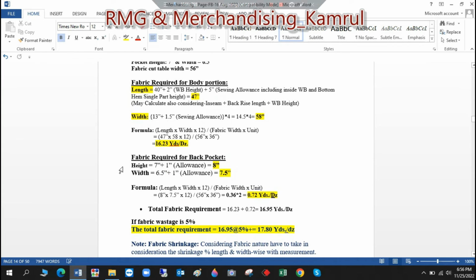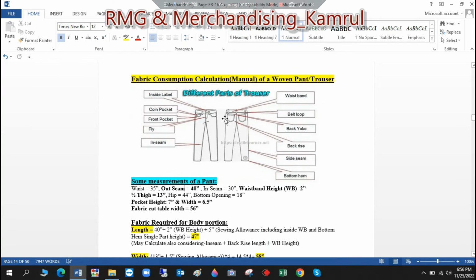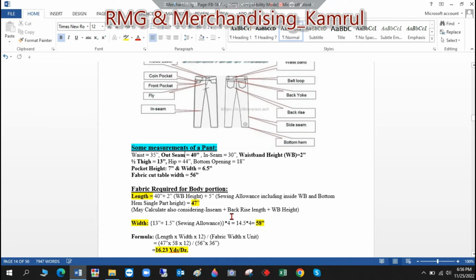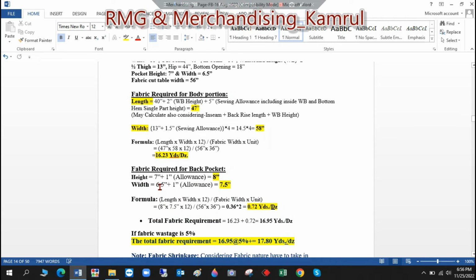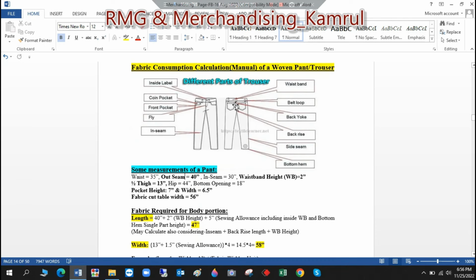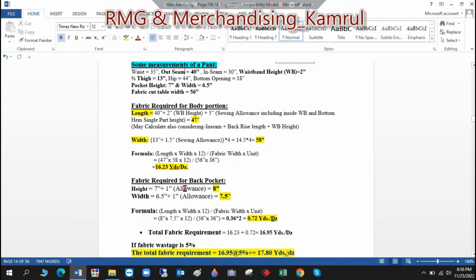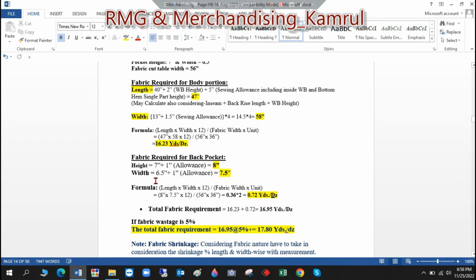The same way go for the fabric pocket part. See, pocket is here, back pocket, there are 2 pockets, and pocket height is 7, pocket width is 6.5. So just put here the height 7 inch and sewing allowance 1 inch, because for sewing both sides some sewing allowances are needed. Same way with 1 inch allowance, so height total 8 inch and width including sewing allowance 7.5 inch.